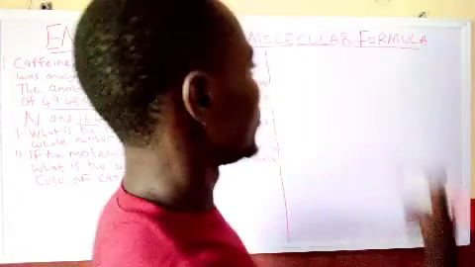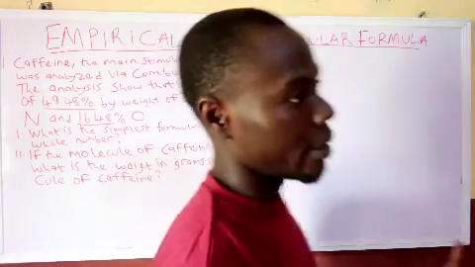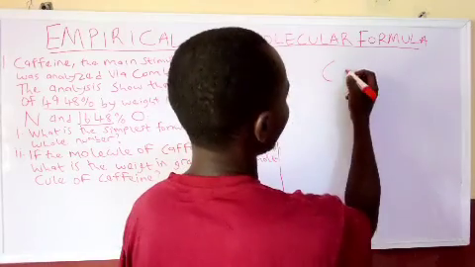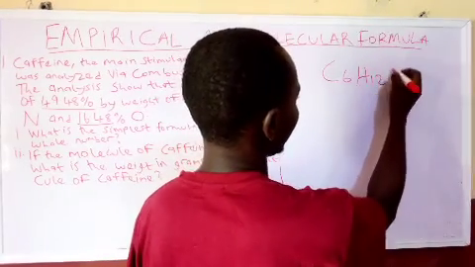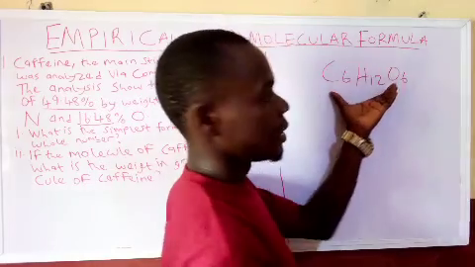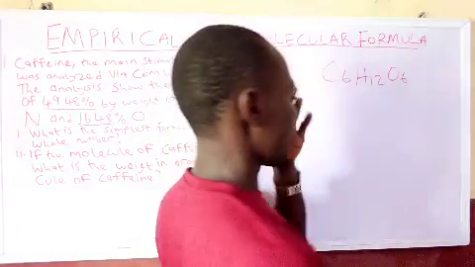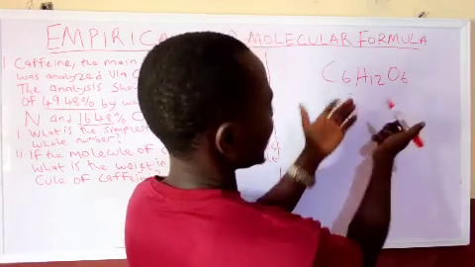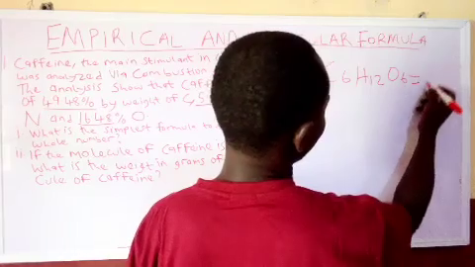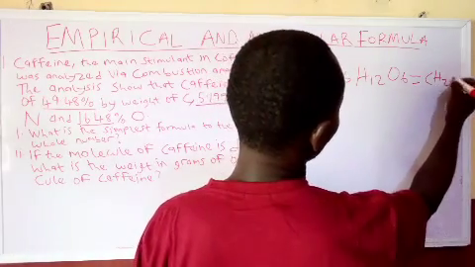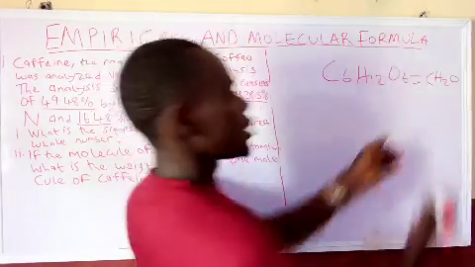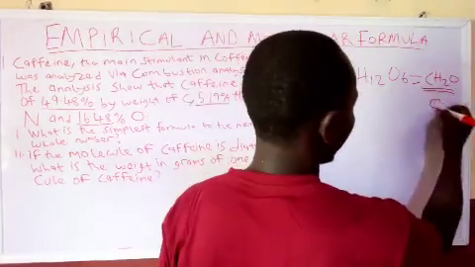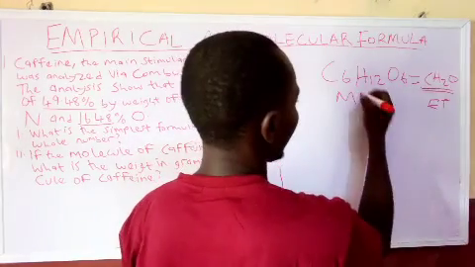So let me use some illustration to differentiate between empirical and molecular formula. Look at the popular glucose, for example, C6H12O6. This is the molecular formula of it. Now if we divide through by any number, let's divide through by 6. What we have finally is CH2O. This CH2O is our empirical formula, while this is our molecular formula.